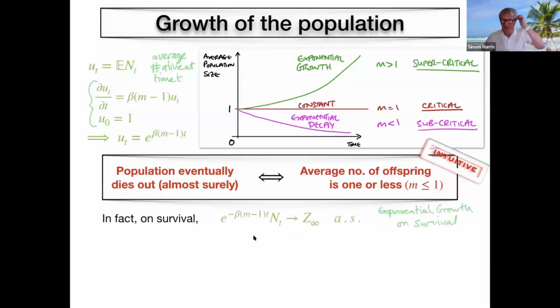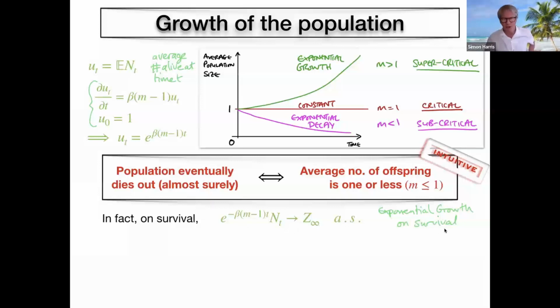And in fact, if you do survive, you wouldn't just grow exponentially on average, you would actually grow exponentially. If you look at e to the minus (m minus 1)t times the total number alive, that converges to a random limit. Actually, this random limit comes from one of those fair games or martingales. So they're popping up all over the place. A fair game is one where you get convergence to a random variable, and that tells you the constant in front of the exponential growth on survival.